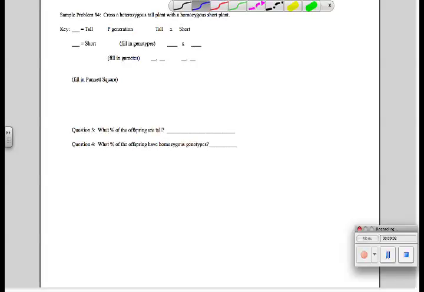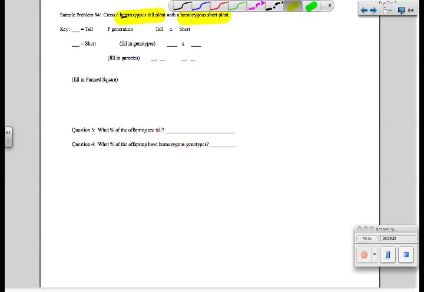Here we have the final sample problem for monohybrid crosses. Let's take a look at what's being asked of us. In this problem, I want to cross a heterozygous tall plant with a homozygous short plant.